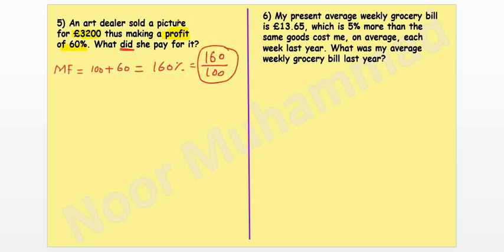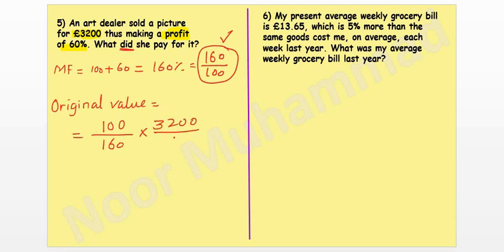So keep this in your mind, because you are trying to find the original value, the actual value of the picture. So the original value or original price or the buying in price, right? All these words are used whenever we have to find the original value. So how will you find the original value? We have to flip the multiplying factor, so it will become 100 out of 160 and times it by 3200.